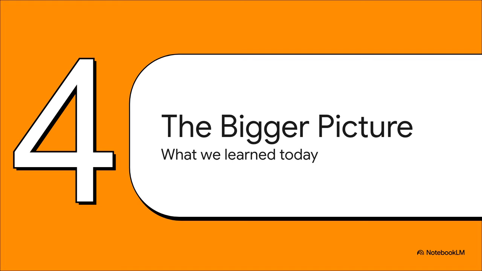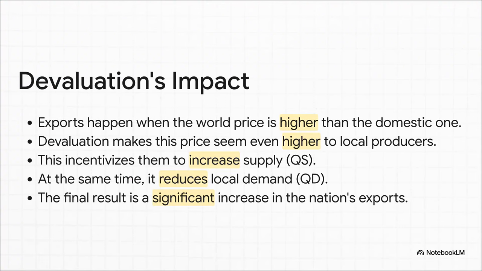Okay, let's zoom out for a second and just recap what we've walked through. We started with a really simple idea in a single domestic market. And we ended up with this incredibly powerful tool that governments can use to shape their entire economy. So the whole chain of events is actually pretty clear now, right? It all starts when your international price is higher than your domestic one. The government then steps in and basically supercharges that price advantage by devaluing the currency. This makes local companies produce more for the world while folks at home buy less. And the big finish? A huge, significant increase in the country's exports.